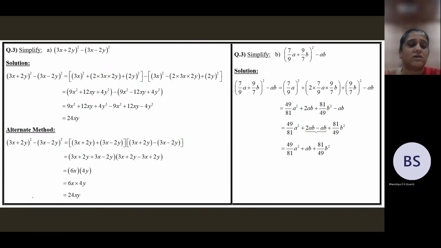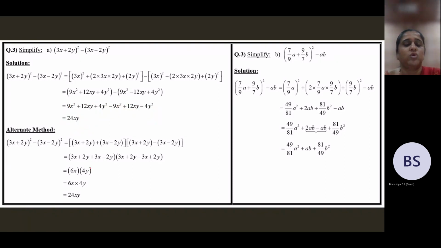Now open the brackets. The terms in the first bracket come out as they are. In the second bracket, minus into plus is minus, minus into minus is plus, minus into plus is minus. So the signs change. Every term in the second bracket comes out with the opposite sign because there's a minus outside the bracket. Now simplify the like terms. 9x square minus 9x square cancels, plus 4y square minus 4y square cancels, plus 12xy plus 12xy is 24xy. So this is one method.